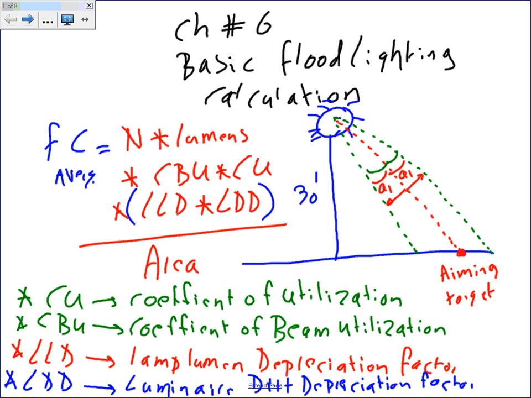As you move through the definition, guys, this is the only thing I want you to take from this chapter. We'll take an example in a second here. The first thing you need to know is CU stands for coefficient of utilization. That's like an efficiency factor you attach to the fixture.